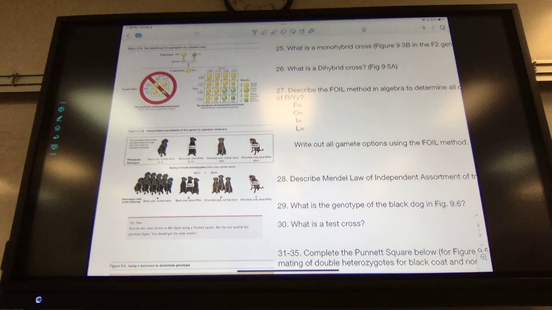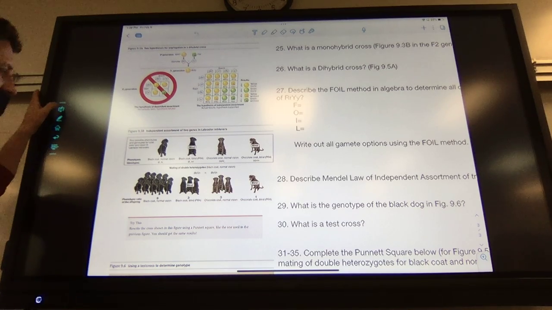Okay, I'm going to pick up a little more instruction here starting on question number 25. If you're not at 25 yet, go ahead and skip forward to question 25. So question 25 has this word in here called monohybrid.